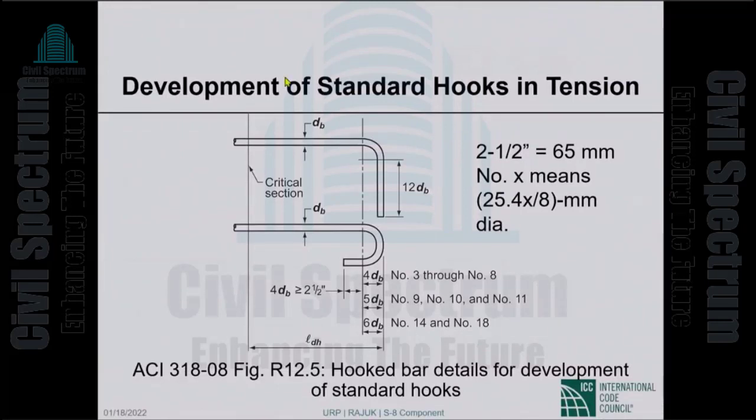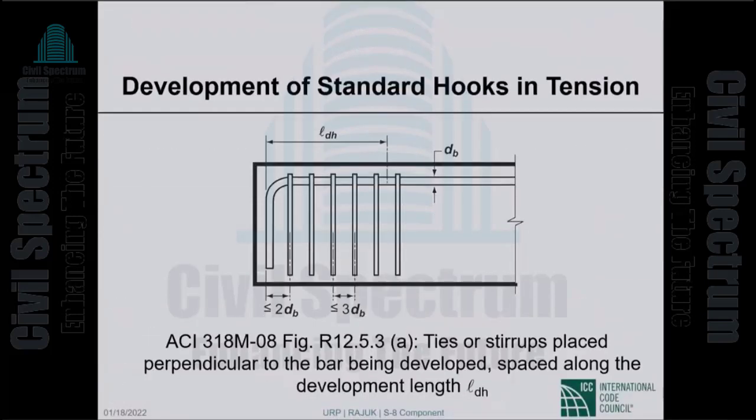Standard hooks. Standard hooks are hooks that are shown in the picture. 90-degree at the top, 180-degree at the bottom. I do not know that I can add anything to what the picture shows. So I will let you look at it. These are the standard hooks of ACI 318.